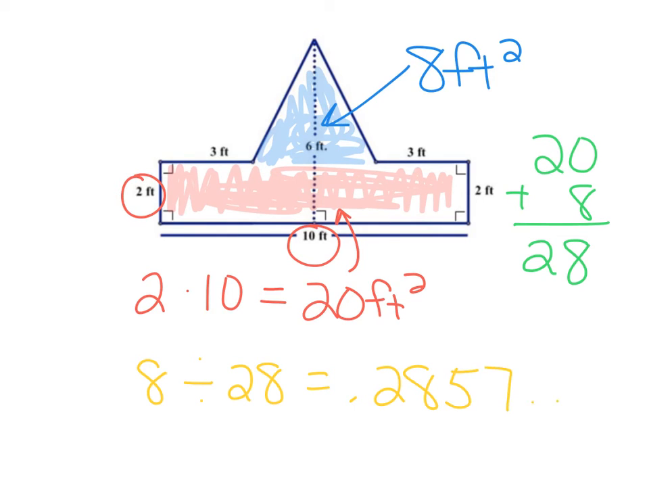0.2857, and so on. And then we need to change this to a percent, so we're going to move our decimal point over 2 places and then round to the nearest tenth. So you should have 28.6. And don't put the percent sign because we're working with assessments.